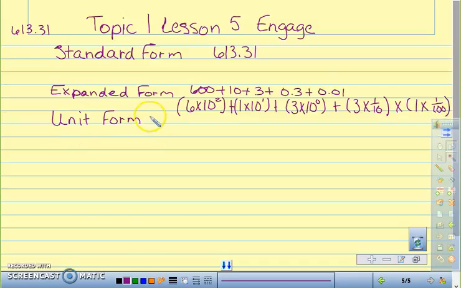Okay, and our last form that I brought up is unit form. And unit form would be 600, so just kind of spelling out all of the place values that we had, plus 1 ten, plus 3 ones, we have 3 tenths, and we have 1 hundredth.